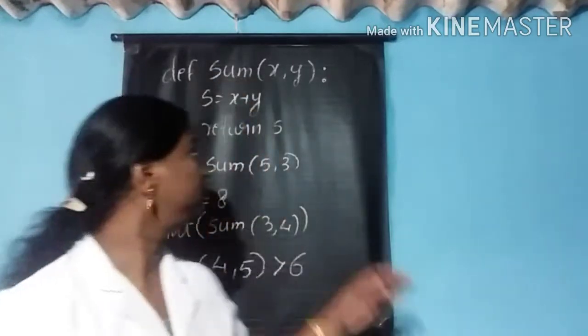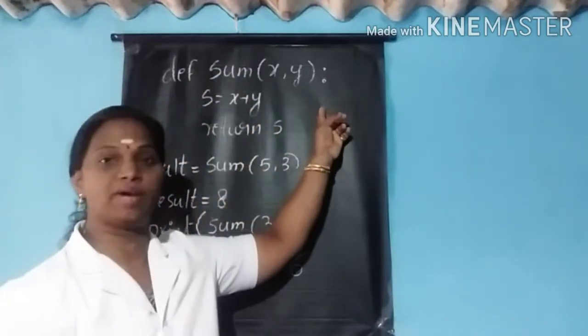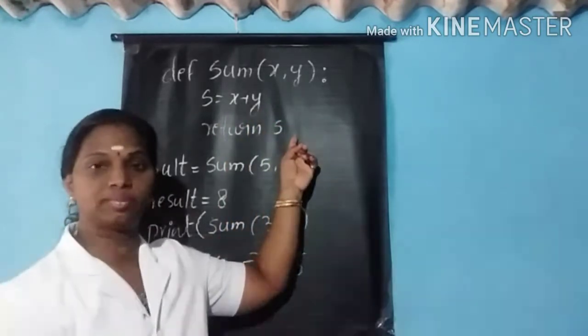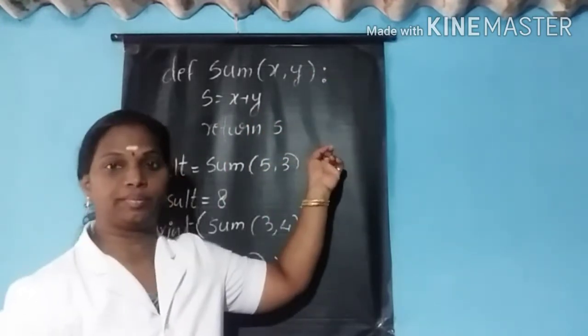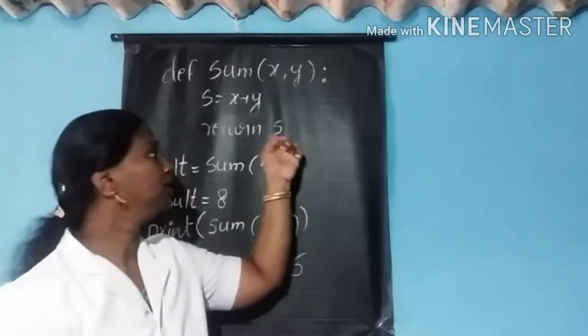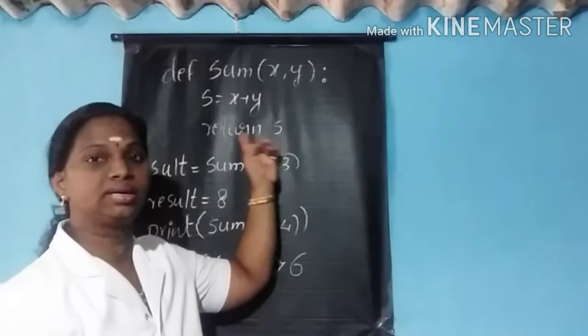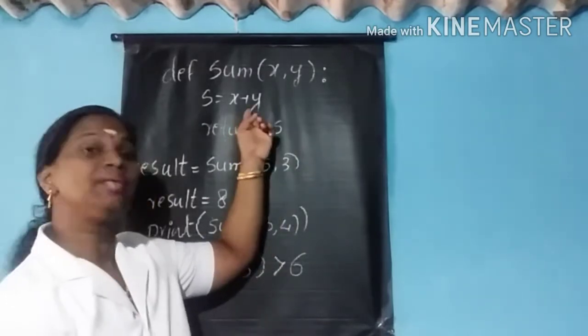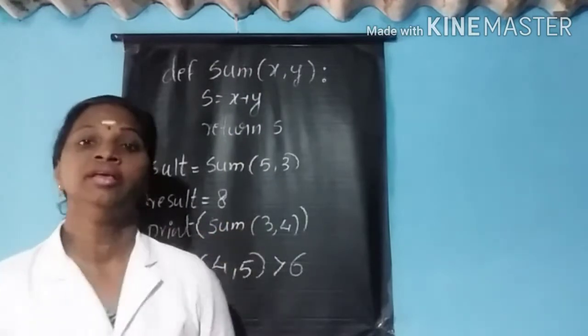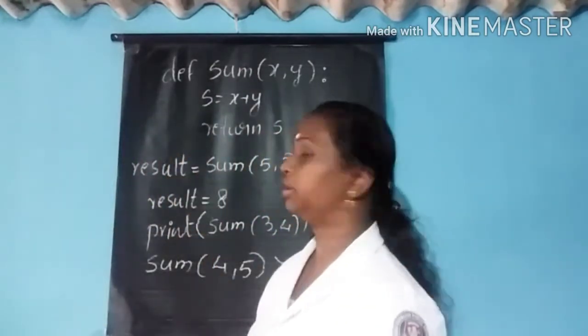See here, def sum of x, y, s is equal to x plus y, return s. Okay, so this is a function. This is the function header and this is the function body. Return s means it will return this variable s. Okay, so let us see how to call these statements.